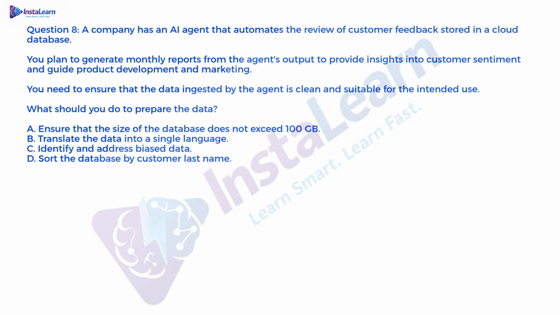Question 8. A company has an AI agent that automates the review of customer feedback stored in a cloud database. You plan to generate monthly reports from the agent's output to provide insights into customer sentiment and guide product development and marketing. You need to ensure that the data ingested by the agent is clean and suitable for the intended use. What should you do to prepare the data? A. Ensure that the size of the database does not exceed 100 gigabytes. B. Translate the data into a single language. C. Identify and address biased data. D. Sort the database by customer last name.